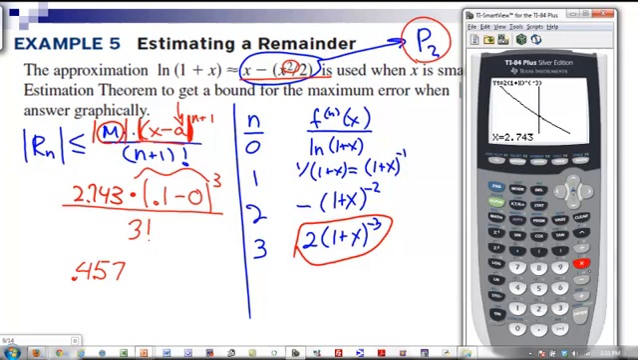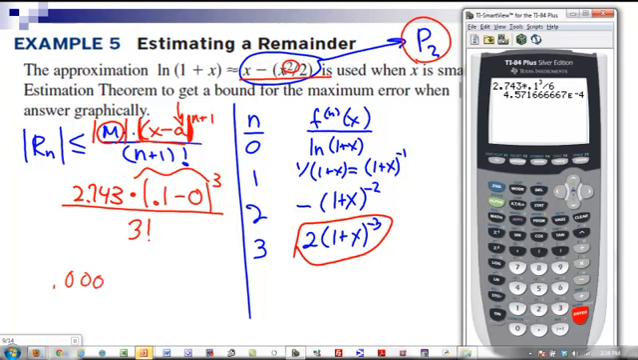2.743 times 0.1 cubed, and divide that by 6. I got 571. Yeah, that's right. So it's not 0.457, it's 0.0004751. Okay.